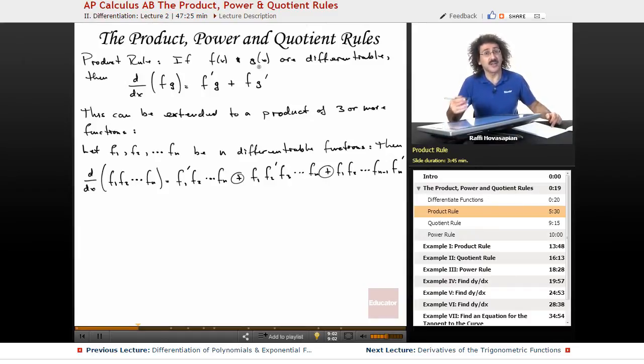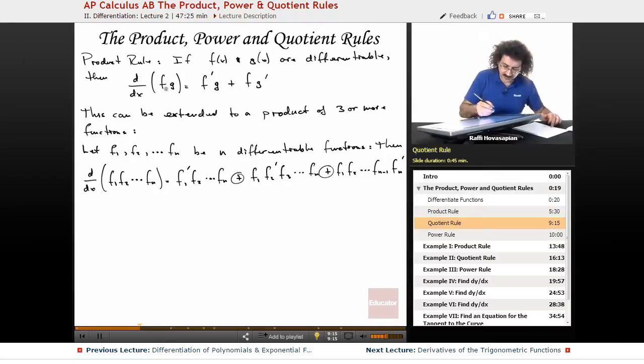That's how you handle taking the derivative of a product of 2 functions. So really what you have to do is just recognize which 2 functions you're dealing with. What is f and what is g? And again, all of this will make perfect sense once we actually see the examples.